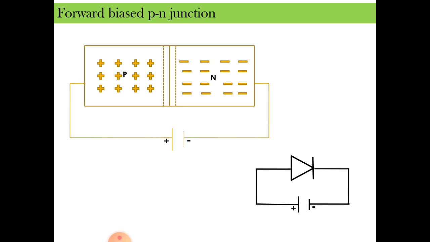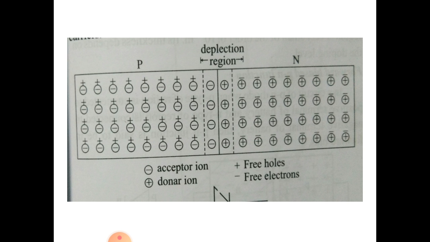Forward bias PN junction. See in the figure.